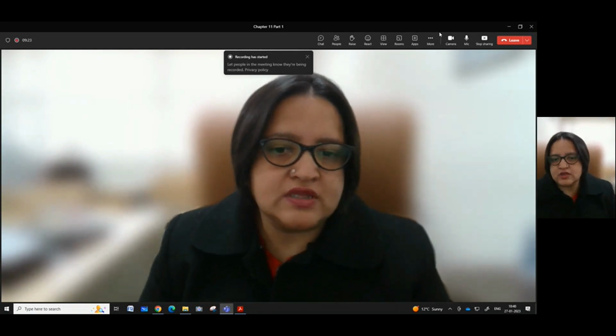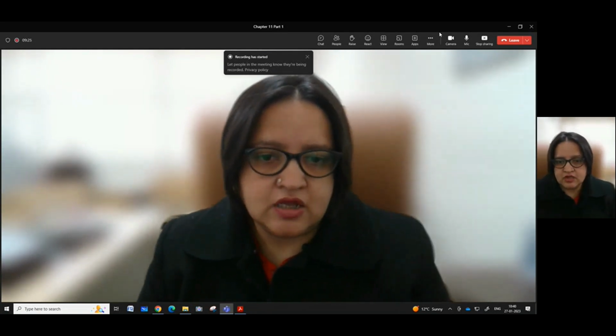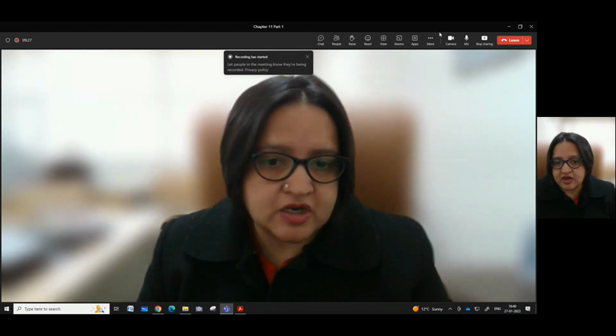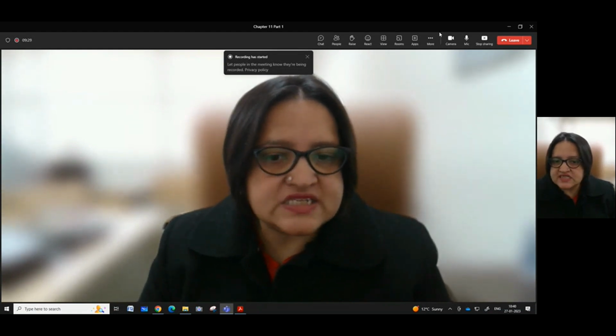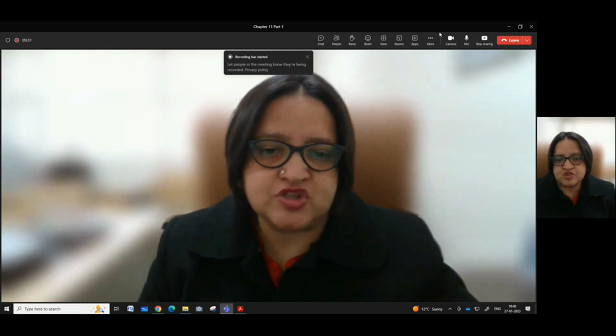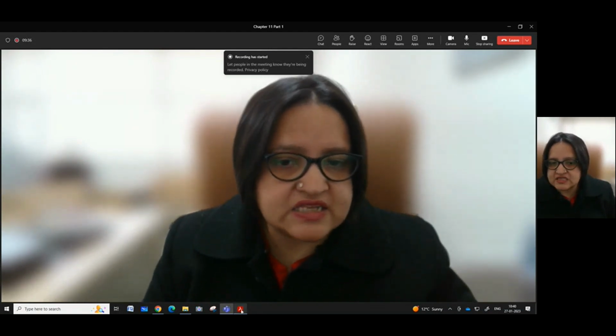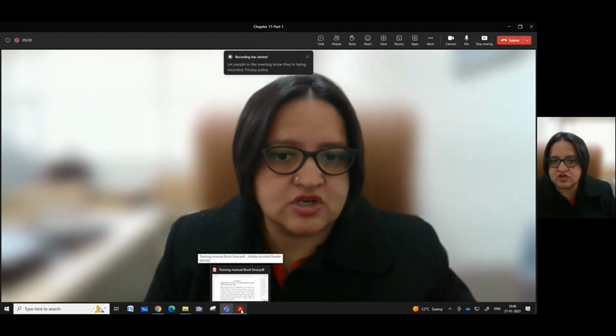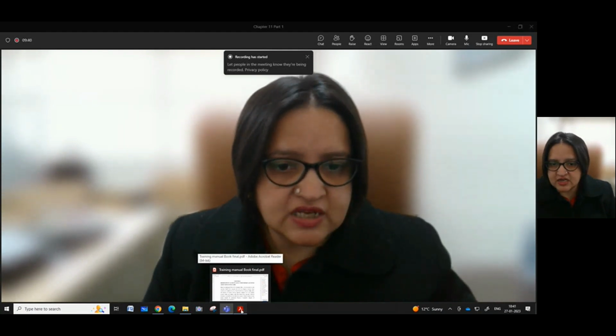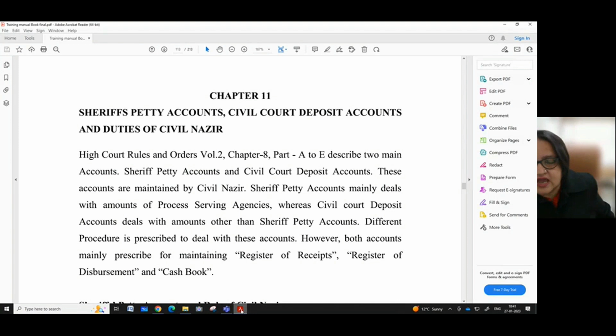Let's continue with yet another chapter in our refresher manual for ministerial staff for the state of Punjab, Haryana, and UT Chandigarh, as published by Chandigarh Judicial Academy. Today, let's have a look at chapter 11, which deals with sheriff's petty accounts, civil court deposit accounts, and duties of civil Nazir.